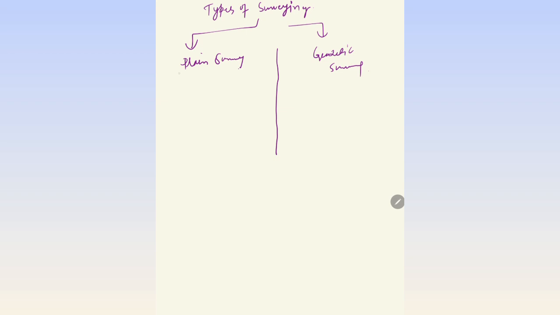How do we define plane surveying and how do we do geodetic surveying? In simpler terms, we are saying that when the area that has to be surveyed is less than 250 square kilometers, on practical basis, practically we say this.